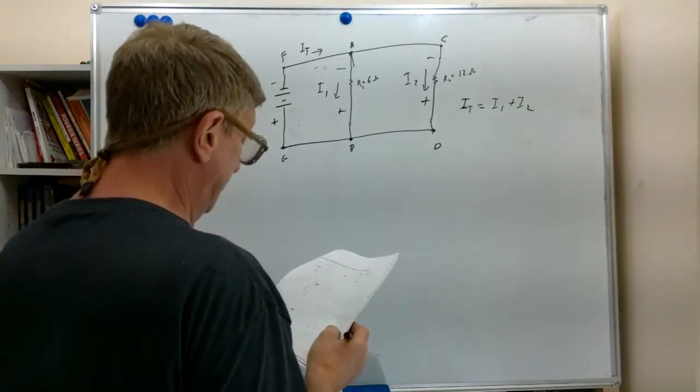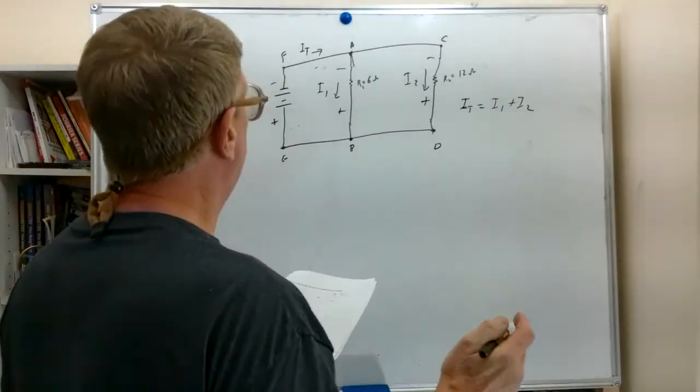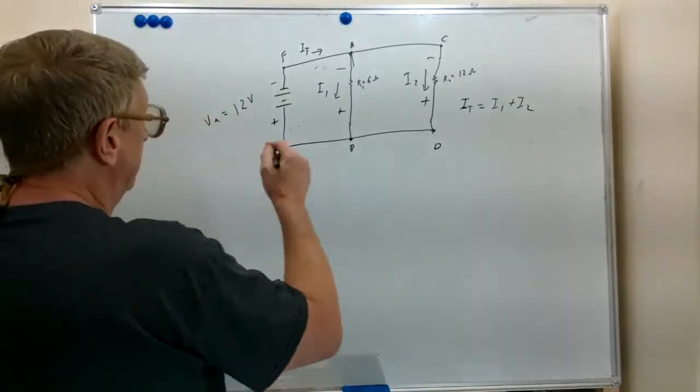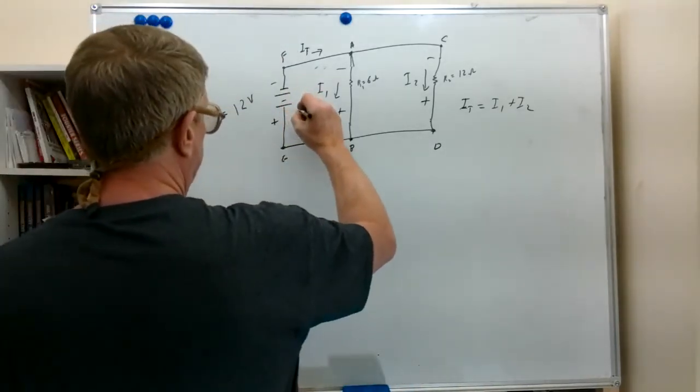Now we're going to do a little new nomenclature here. We're going to put an arrow here.